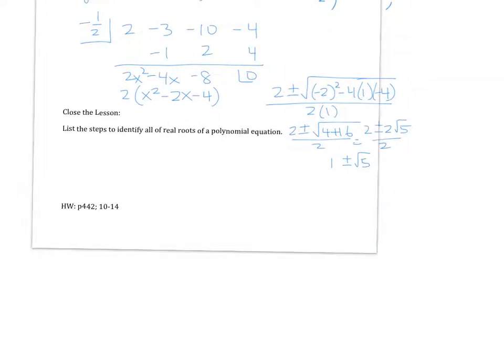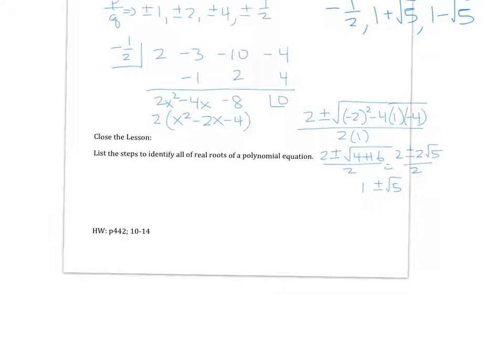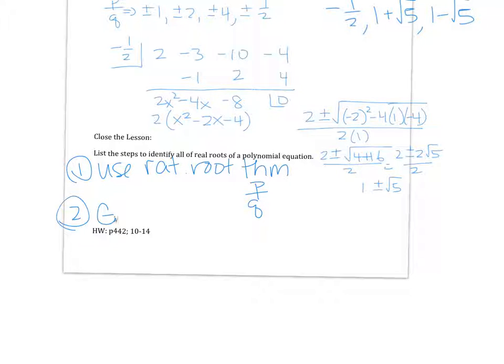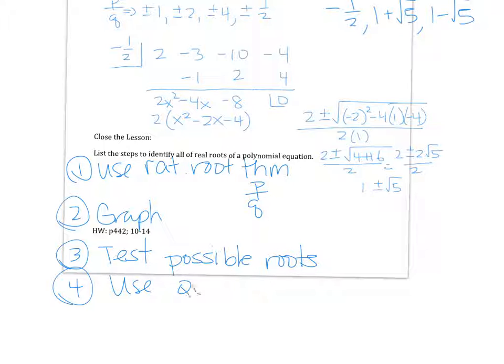So what are the steps? So the steps are: use the rational root theorem, which is your P over Q, graph, and then test. The last one would be use the quadratic formula to find the irrational ones. And this ends 6-5.